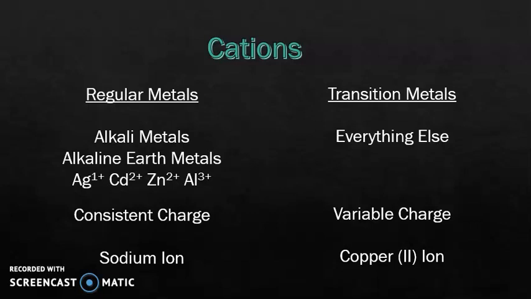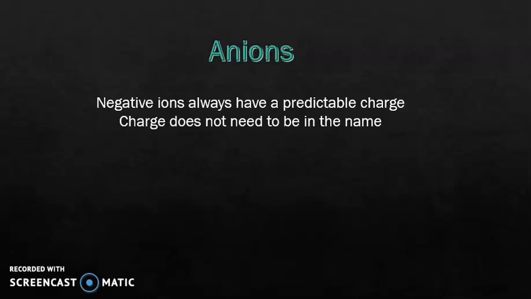Now, luckily, naming anions is a lot easier. Negative ions always have a predictable charge. You can look them up on the periodic table and always know what they are. So the charge does not need to be included with the name, and there's not multiple groups of different types of anions. Very straightforward. So we're just going to name them.